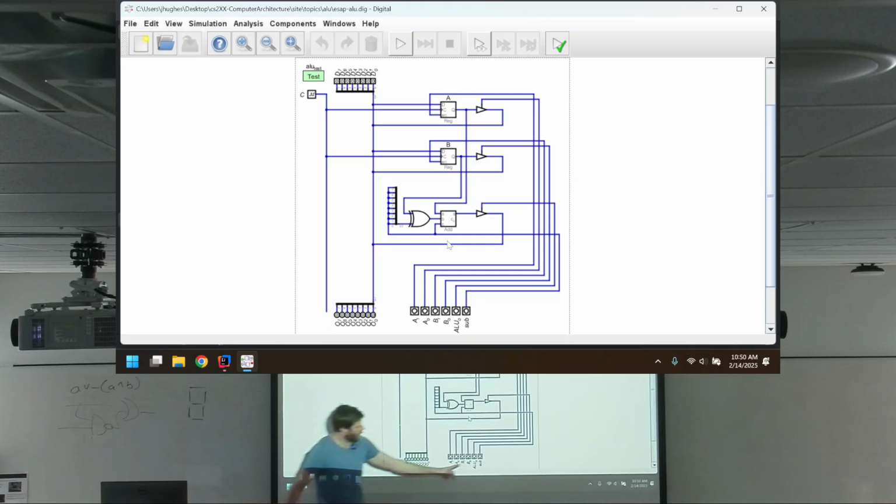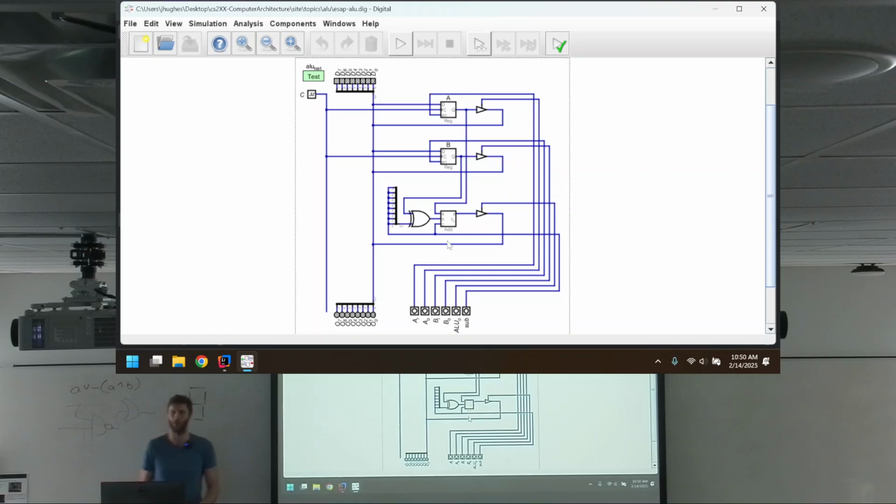And then finally, we've got the subtract line. We already saw it, right? We use the XOR as an inverter. And whenever sub is high, we also include 1 on the carry bit in for 2's complement. Pretty neat.